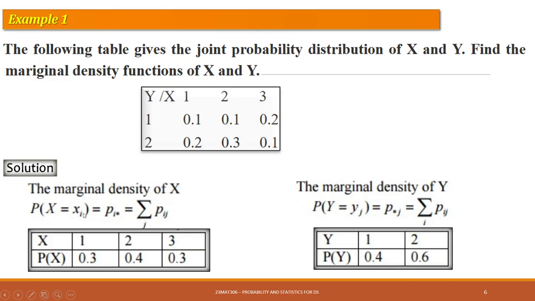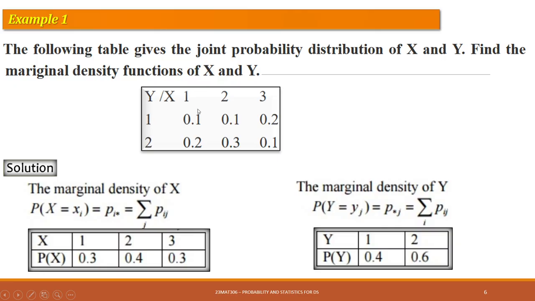P of x equal to xi means pi star. That is, we have to add the probability functions corresponding to j. So x is equal to 1, 2, 3. This is the y values, and this is the x values 1, 2, 3. Then what is P of x? We have to add the corresponding values with respect to j. J means the y values.